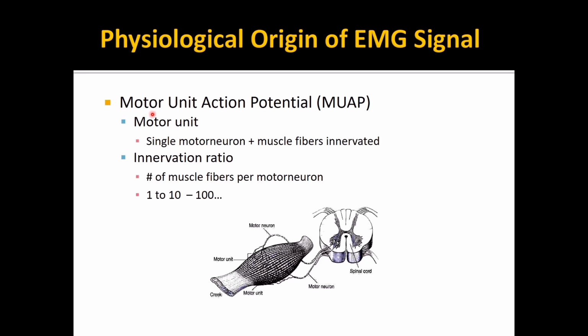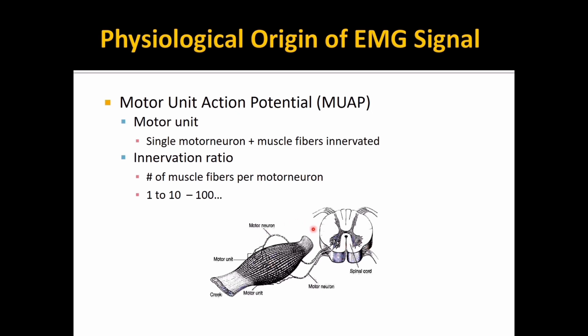Okay, motor unit action potential. Before we take a look at the motor unit action potential, let's take a look at motor unit first. Motor units consist of a single motor neuron and the muscle fibers innervated by this single motor neuron. So this is an example of a motor unit here.